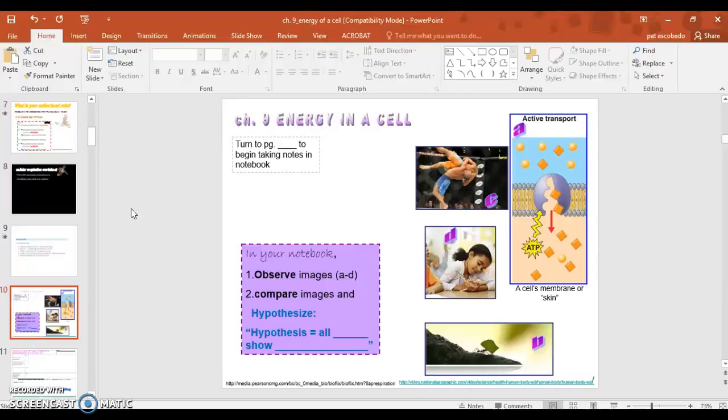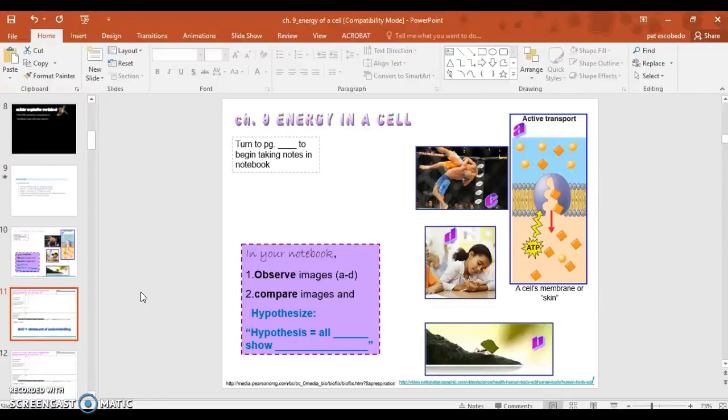Here, your job is to look at all 4 photos, photo A, B, C, and D, and you're creating a hypothesis that explains how they all have something in common, or what do they show. So in your notes, you would title it Chapter 9, and you would write hypothesis equals all blank, so whatever you want to call these 4 things, show. What do they all show? What's something in common they have? Something that, if you were to compare them, they have in common.